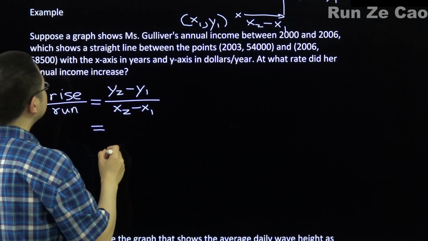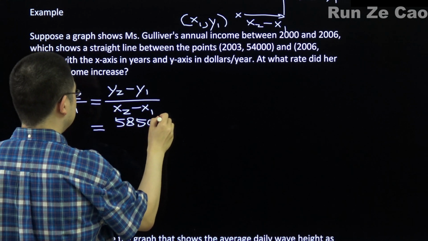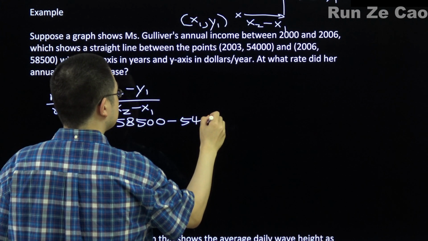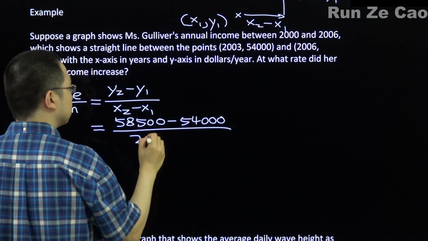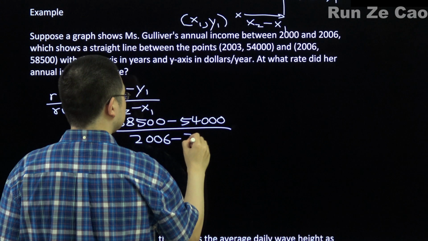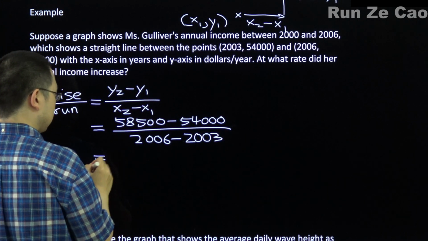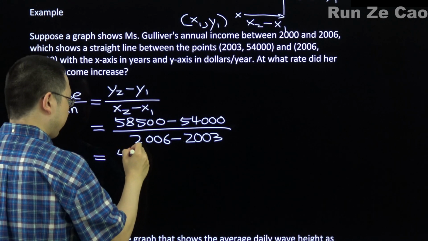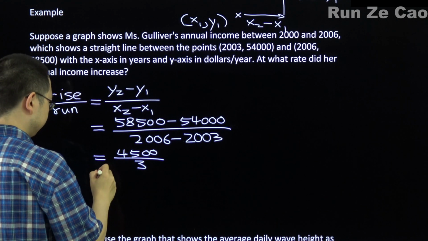So y2 is 58,500 minus y1, 54,000, over x2, 2006, minus x1, which is 2003. So that's going to be 4,500 over 3.